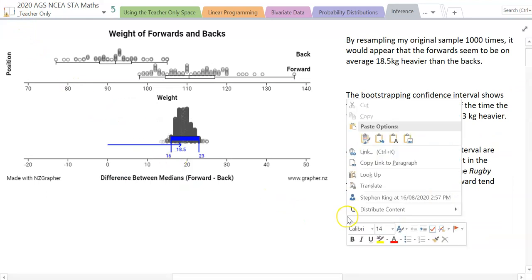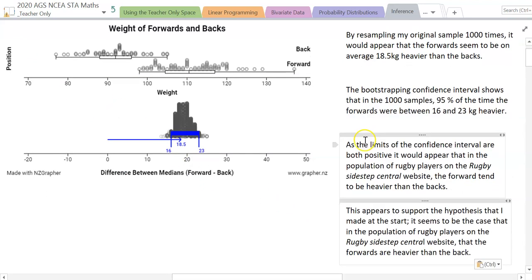I go and refer back to that hypothesis, that belief that I had at the beginning. This appears to support the hypothesis that I made at the start. It seems to be the case that in the population of rugby players on the Rugby Side Central website, the forwards are heavier than the backs. And there we have made a formal inference about the population of rugby players.